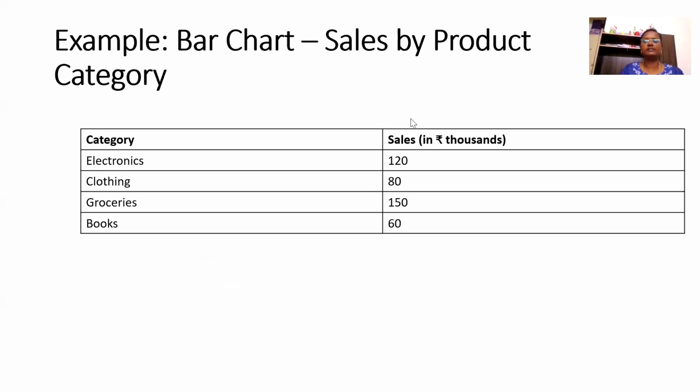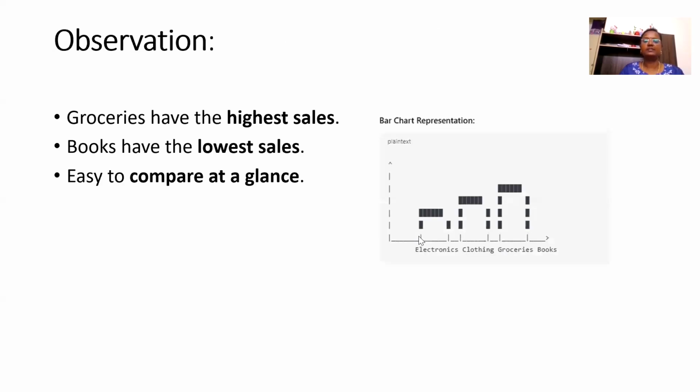So electronics sales is 120. Here we have given the values in 1,120. Clothing 80. Groceries 150. Books 60. So how do we read the bar chart? Here we can see that groceries have the highest sales. So the highest sale is represented by groceries. And then books have the lowest sales.